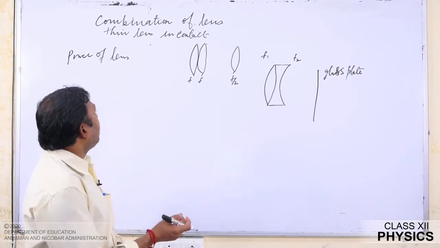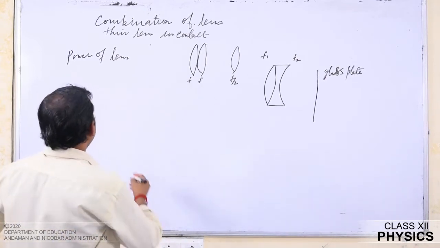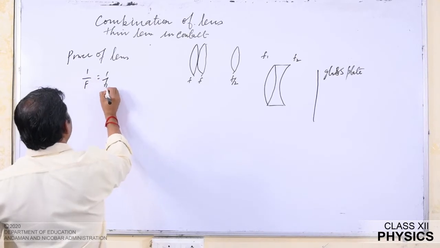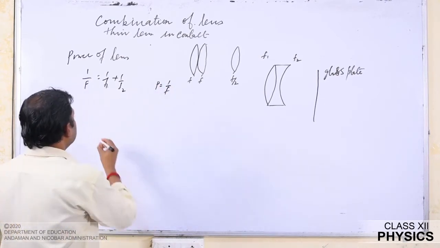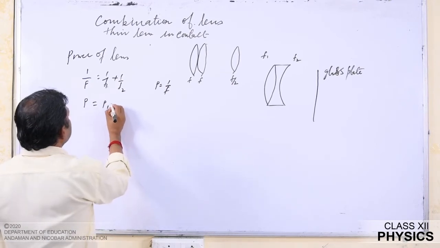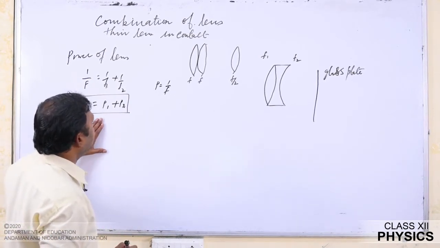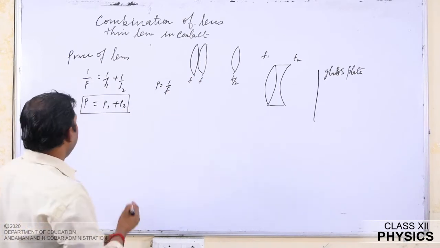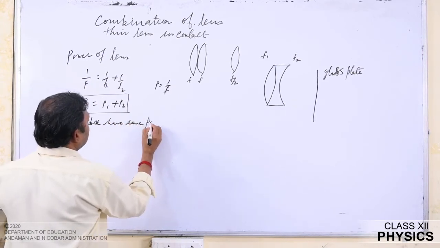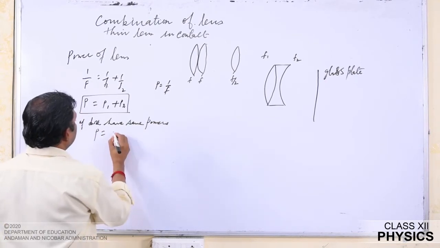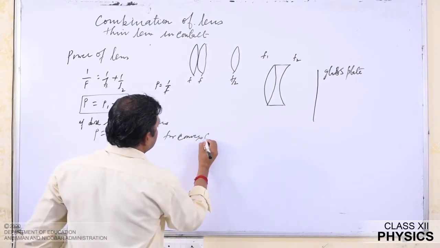Now we will see the power of a combination of lenses in contact. Here we know the formula for net focal length when two lenses are combined together, which is given by 1 by F is equal to 1 by F1 plus 1 by F2, and we know that power is nothing but the reciprocal of focal length. Therefore, the resultant power can be written as P is equal to P1 plus P2. So when two lenses combine together, the net power will be equal to the sum of the powers of the individual lenses. If both have the same power, then the power will be equal to P plus P, which is equal to 2P for a convex combination.